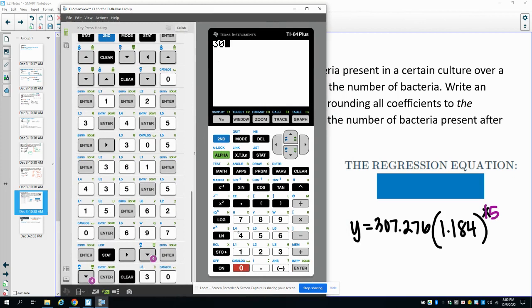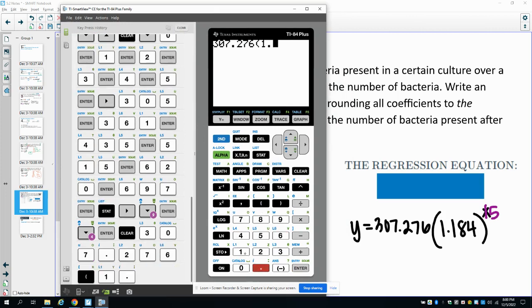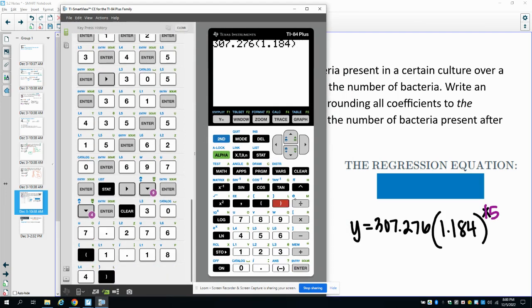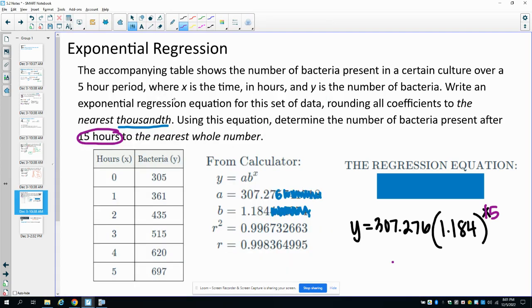307.276 times 1.184, and then to the 15th power. This is how much bacteria is present. Then we'll have to see what it wanted us to round it to. We have 3,870.8306, and this wanted us to round to the nearest whole number. So after that much time, there were 3,871 bacteria based on our model.